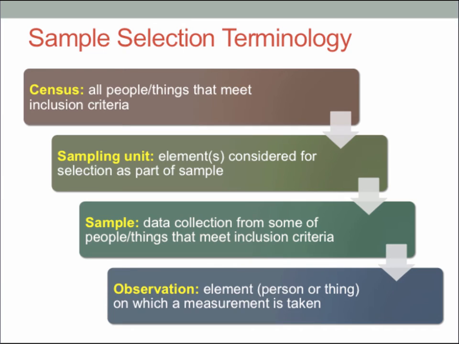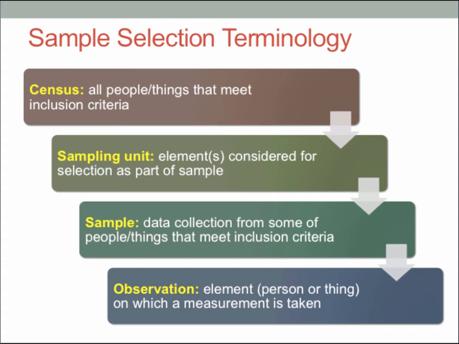So a little bit more terminology. So when you think about collecting or putting together your sample, we start with a census, right? And so a census is essentially all the people and all the things that meet your inclusion criteria, right? The data collection from all the people who meet your inclusion criteria. This would be your census. So think about the US Census. Every single person that's living in the US, we account for, or we try to count for.